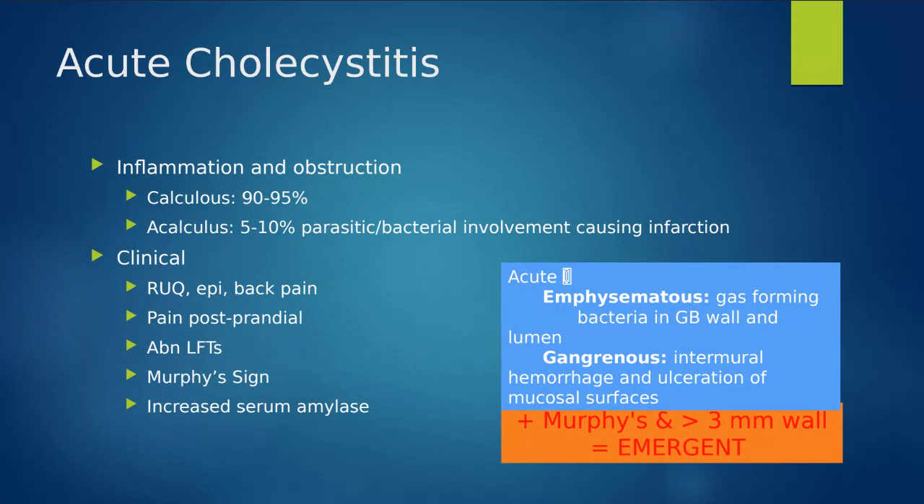Clinically, very similar to the previous slide that we just said. Right upper quadrant pain, epigastric pain, back pain, pain after eating, that's postprandial pain. Prandial means eating. Abnormal LFTs, a positive Murphy sign, an increased serum amylase. So again, we need to be aware of what that Murphy sign is and if our patient has it or if they don't have it.